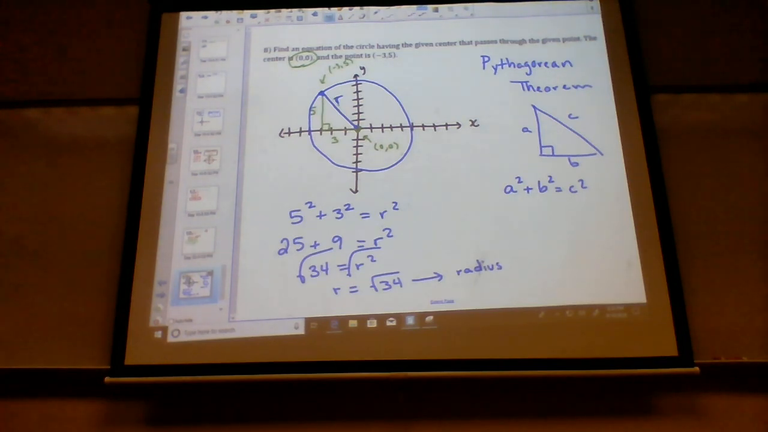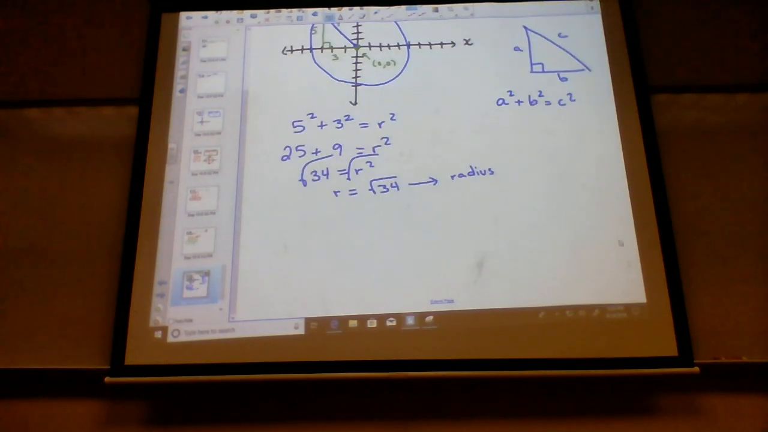Now listen, this is your radius. Don't try to reduce it, okay? Now I don't think 34 reduces, but you know how if you had like the square root of 20 or something, that would break down into 4 times 5, which would be 2 square root of 5. I don't want you to try to do that. Don't try to break it down. It's unnecessary and it's just extra. So you found your radius, but the actual answer is the equation of the circle. Well, the equation of the circle is x squared plus y squared equals r squared.